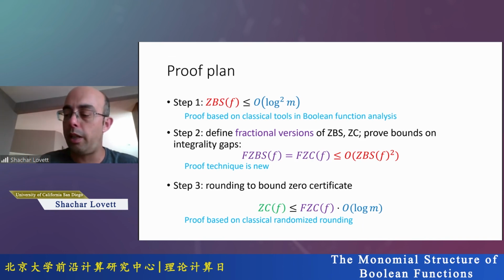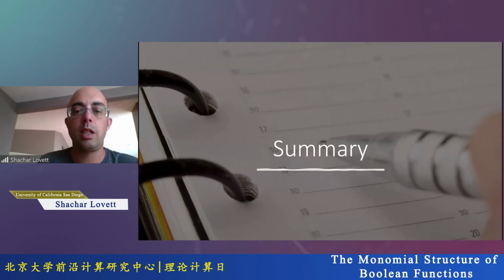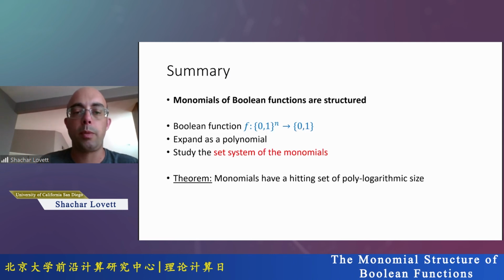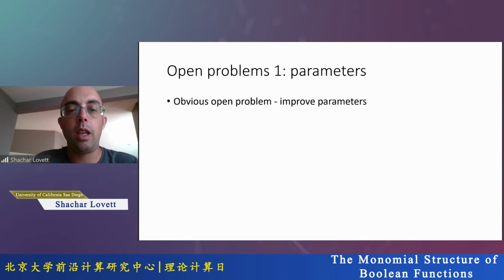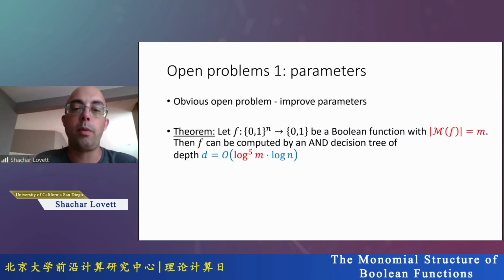What I really want to spend the last maybe 5 minutes on is telling you about open problems. This is a summary of what we proved: for an arbitrary Boolean function, its monomials are structured. Very concretely, the set system of the monomials always has a very small hidden set, of size polylogarithmic in the number of monomials. And here are three open problems.